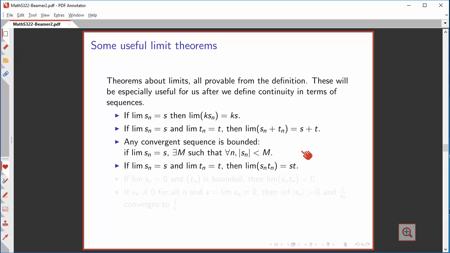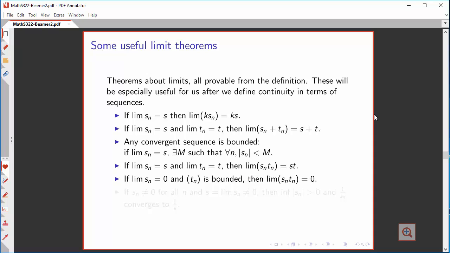Next, if S sub n converges to S and T sub n converges to T, the sequence of products, S sub n times T sub n, converges to S times T. We'll need this eventually to prove the product rule for differentiation. Another in the same family, and this one's a little bit trickier. If S sub n is a sequence that converges to 0, and you multiply each term by the corresponding element of the sequence T sub n, then the limit of S sub n times T sub n is equal to 0. But there's a catch. T sub n has to be bounded.